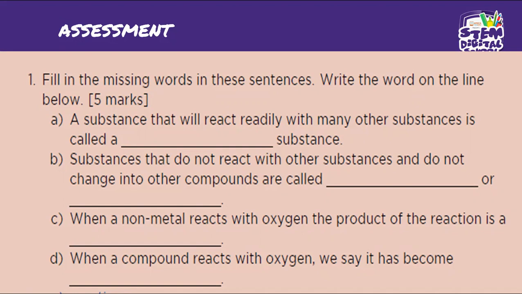Then B, substances that do not react with other substances and do not change into other compounds are called, okay, so here there are two answers. C, when a non-metal reacts with oxygen, the product of the reaction is a, okay. D, when a compound reacts with oxygen, we say it has become what? All right. So these are the questions. But if you want me to quickly go back to the slide so that you can check something for your assessment, I can quickly do that.